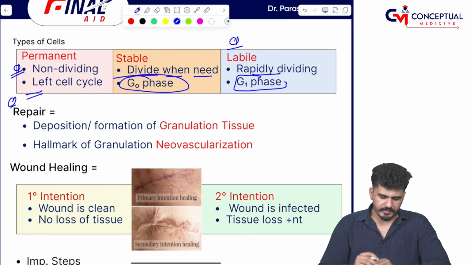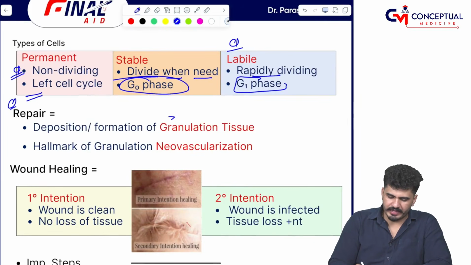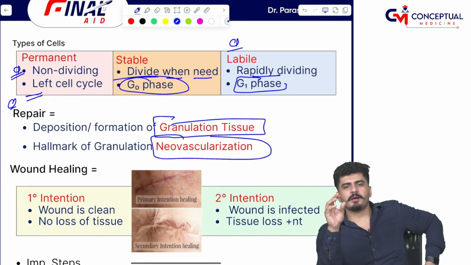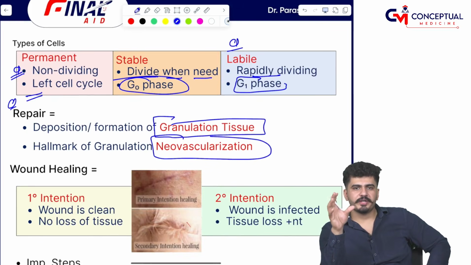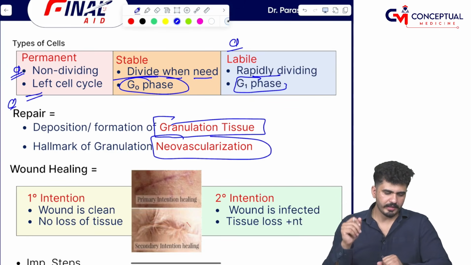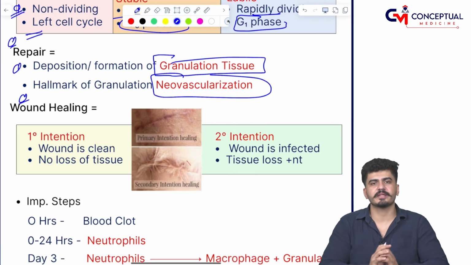Now let's talk about the repair part. Now repair part, there is a deposition or formation of granulation tissue, and hallmark of granulation is neovascularization. पहले ग्रैनुलेशन टिश्यू आएगा, मतलब न्यूवैस्कुलराइजेशन हो रही है, नई वेसल्स आ रही है, और वो वुंड को हील करेगा. Now coming on to wound healing, primary intention and secondary intention.